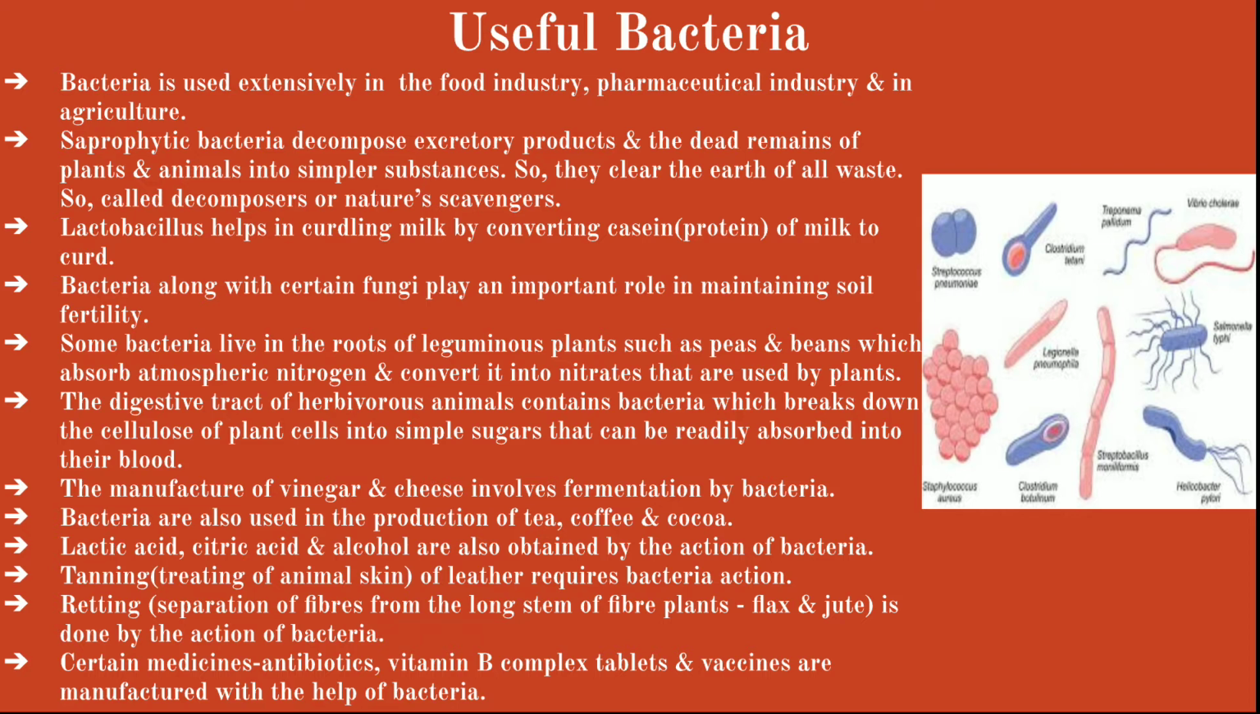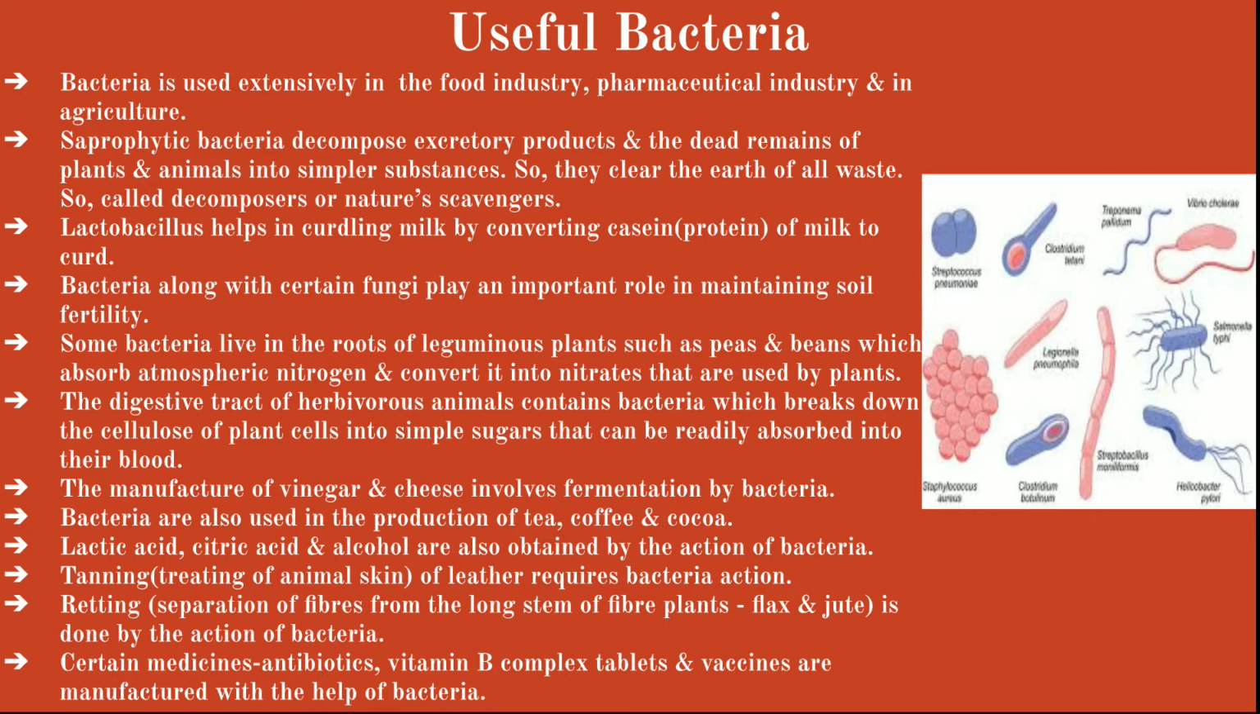The digestive tract of the herbivorous animals contains bacteria which break down the cellulose of the plant cells into simpler sugars that can be readily absorbed into their blood. This helps in digestion. The manufacture of vinegar and cheese involves fermentation, which also is done by bacteria. Lactic acid, citric acid, and alcohol are also obtained by the action of bacteria.